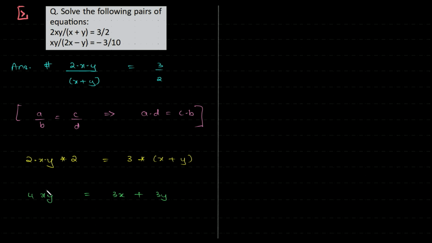However, is the degree 2? The power of x and y is 1 and 1. So as a whole, the term's power is 2. The degree is 2. So basically, how do you do this? We'll divide throughout by xy.